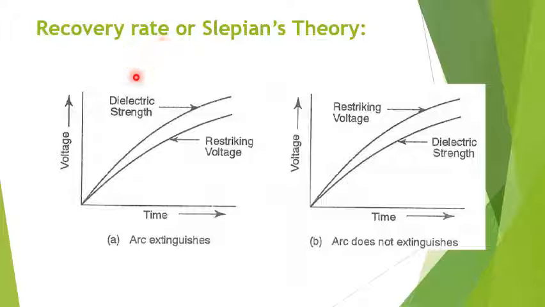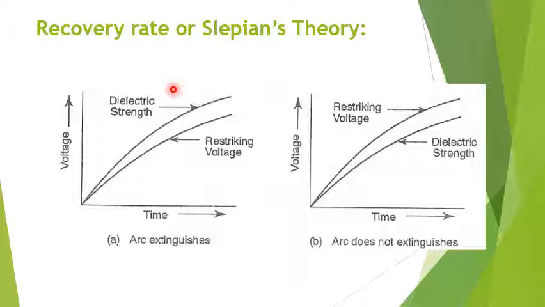Recovery rate. In this method, the arc is just a column of ionized gases. In order to extinguish the arc, the electrons and the ions present in the ionized gases have to be removed immediately from the gap after the current reaches its natural zero. These ions and electrons can be removed either by recombining with neutral molecules or by using an insulating medium, which can be gas, air or liquid.